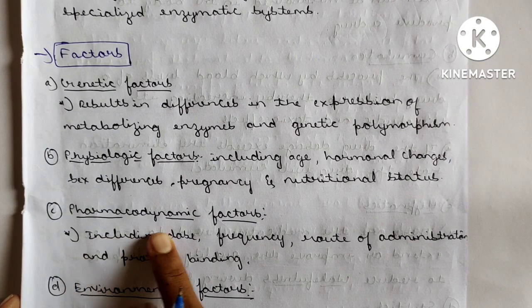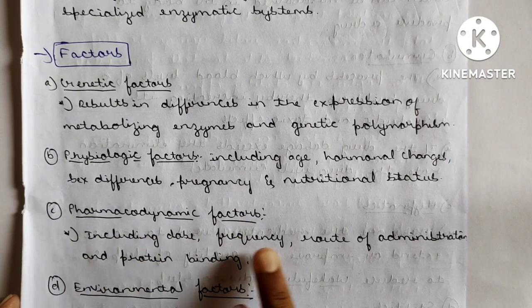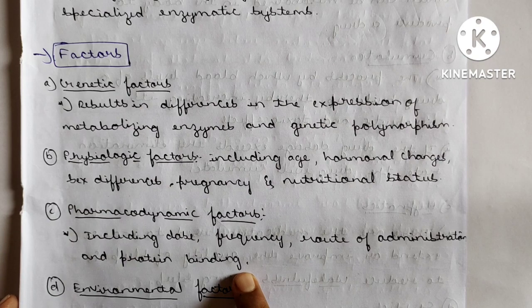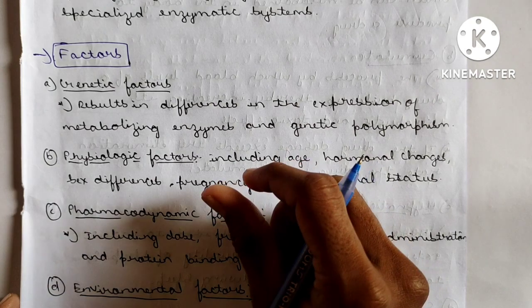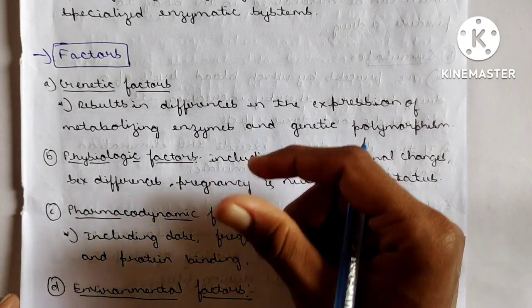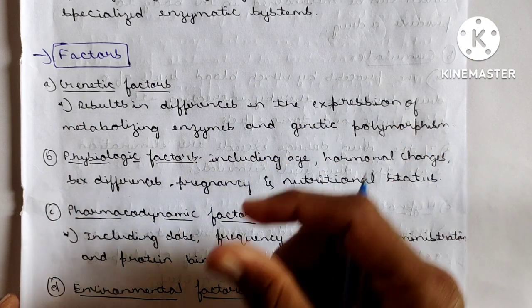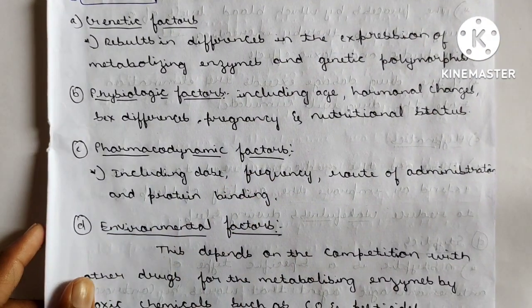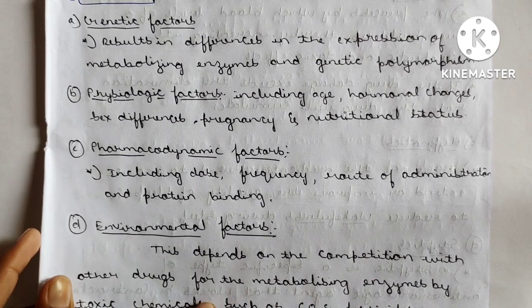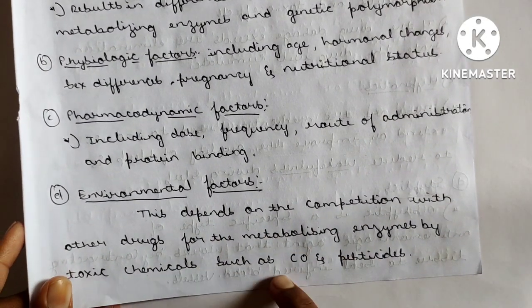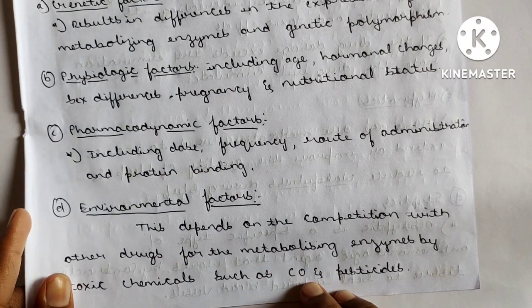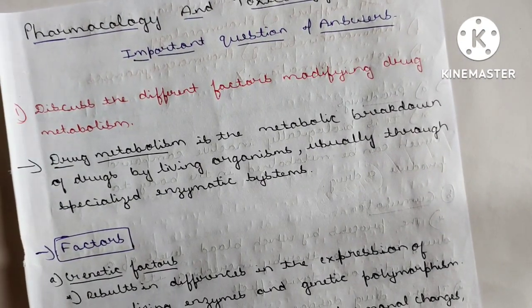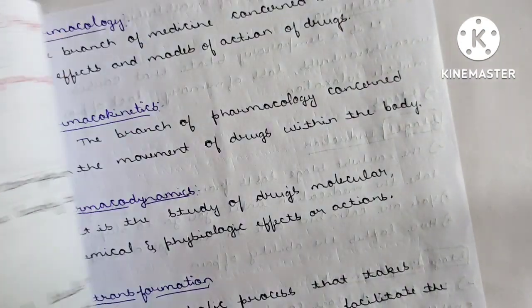Then pharmacodynamic factors, including dose, frequency, route of administration and protein binding. See, dose is also very important here. Then frequency of that particular drug, then route of administration, either you are giving oral or IV route or rectal route, these are also very important. Then environmental factors, this depends on the competition with other drugs for the metabolizing enzymes, and toxic chemicals such as carbon monoxide and pesticides. Means environmental chemicals like carbon monoxide and pesticides. Okay, yes, so these are the different factors modifying drug metabolism.